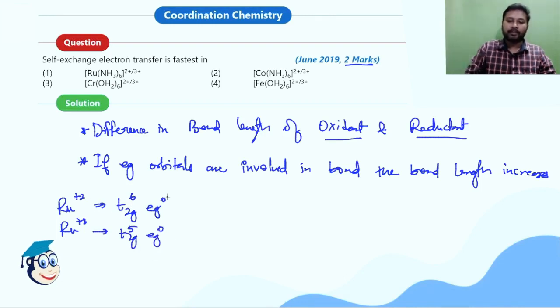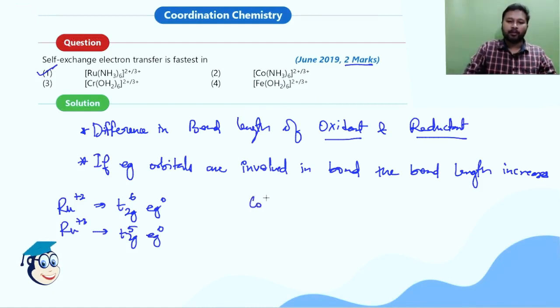Now if you see, there is no electron in the Eg orbital, so the Eg orbital is not involved in bond formation. So the bond length of this oxidant and reductant will be the same. The bond lengths of both will be quite similar, and that's why the activation energy of the reaction will be smaller, and thus the reaction will be fast. So the first option comes out to be the correct one. If you want, you can check the other ones as well.